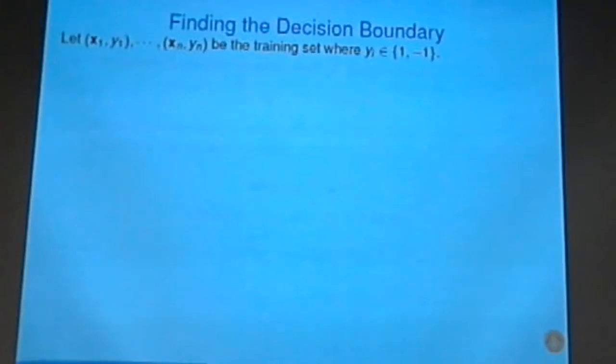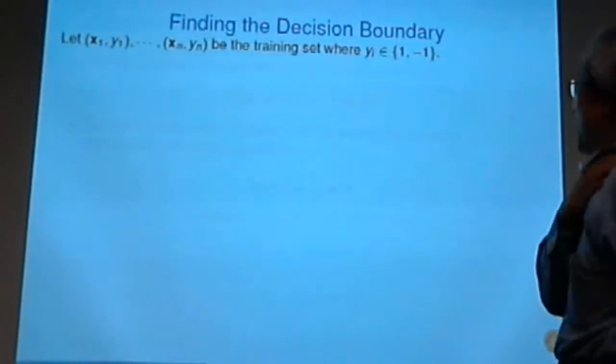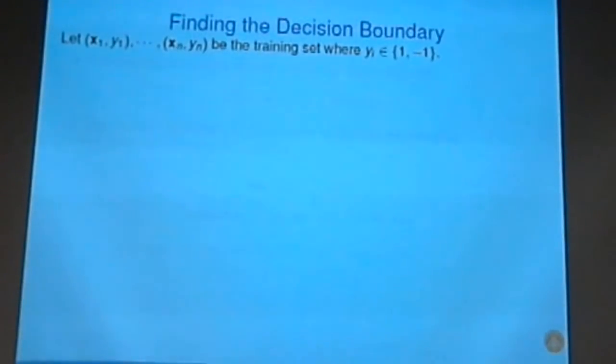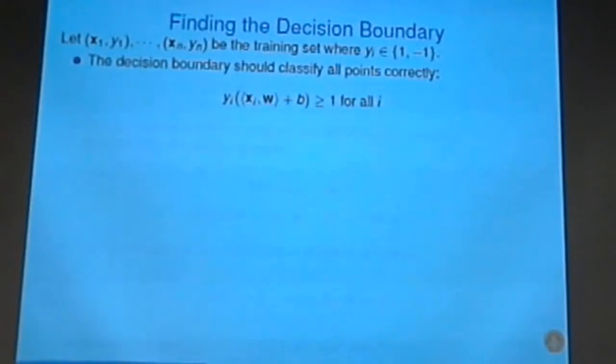suppose we have a set of training points, x1, y1 to xn, yn, to be the training set, and yi is either +1 or -1. These two classes. And the decision boundary should classify all points correctly. If we have this result, right?